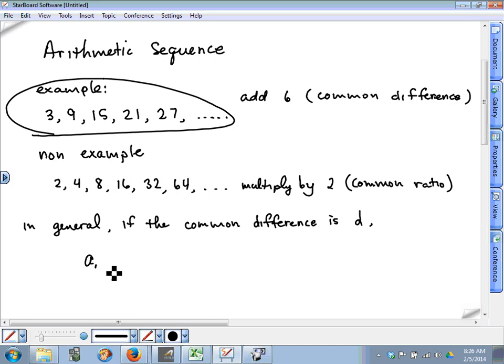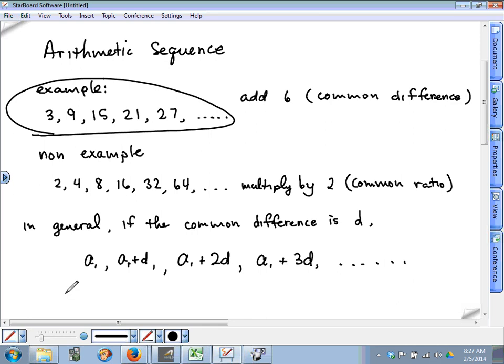The first term would be a sub 1. You guys agree? Now, just using general terms here, not specific terms, what would the next term be? A sub 1 plus d. What would the next term be? Wouldn't it be a sub 1 plus d? But can we write that a more simple way? Plus 2d. What about the next term? A sub 1 plus 3d. And so on, and so on.